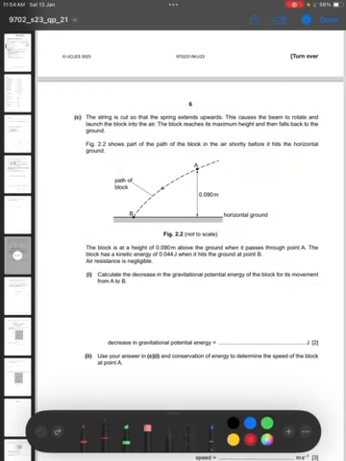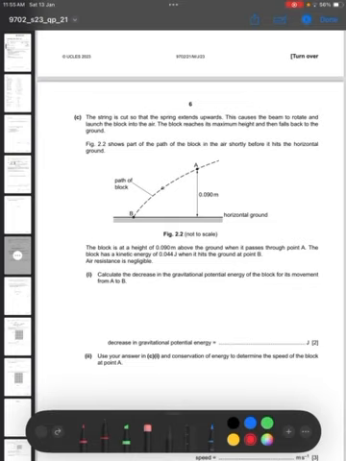Okay, so the block is at a height of 0.090 meters above the ground when it passes point A. So when it passes point A, it has a height above the ground. The block has kinetic energy of 0.044 when it hits the ground at B. So at B now it has a kinetic energy. Calculate the decrease in the gravitational potential energy of the block as it moves from A to B.